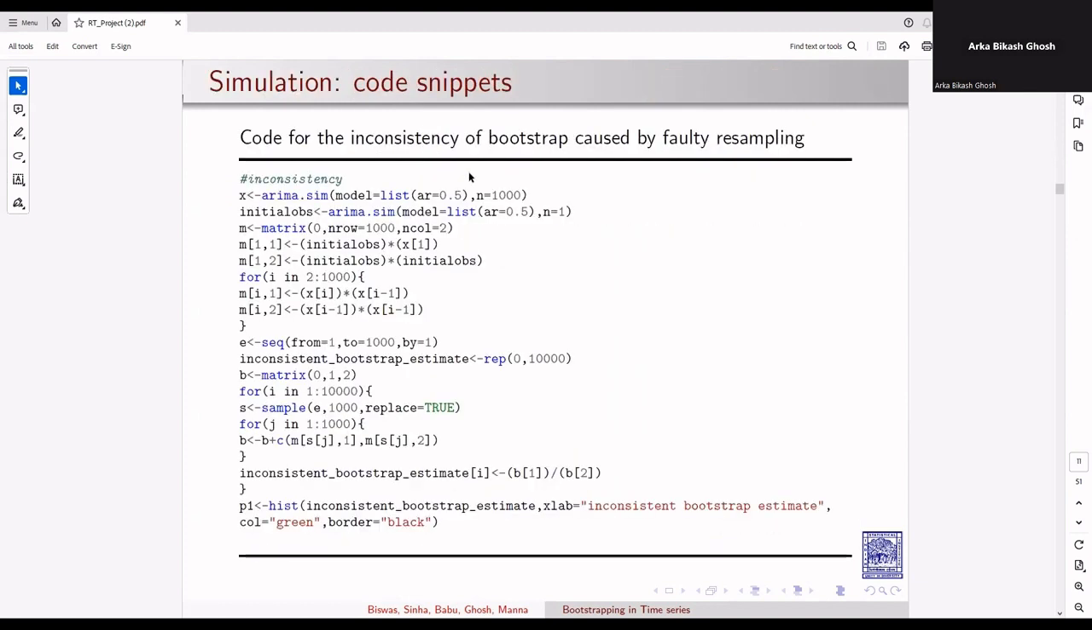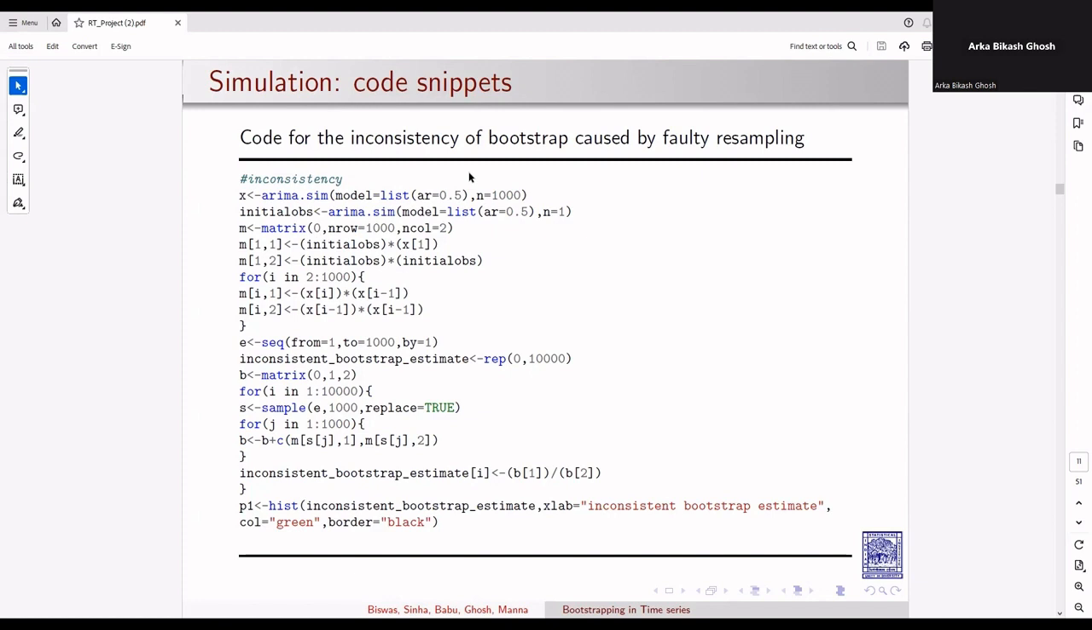First, I generated 1000 observations from the AR1 model with 0.5 as the parameter. Then I also generated an initial observation. Then I stored the values of the xt vector as defined earlier in the rows of this M matrix, as you can see in the code. Then I performed simple random sampling with replacement from the rows of the M matrix and generated 1000 observations. And I calculated the bootstrap estimate of the parameter based on these 1000 observations. I repeated this exercise 10,000 times and I got 10,000 bootstrap estimates of the parameter.